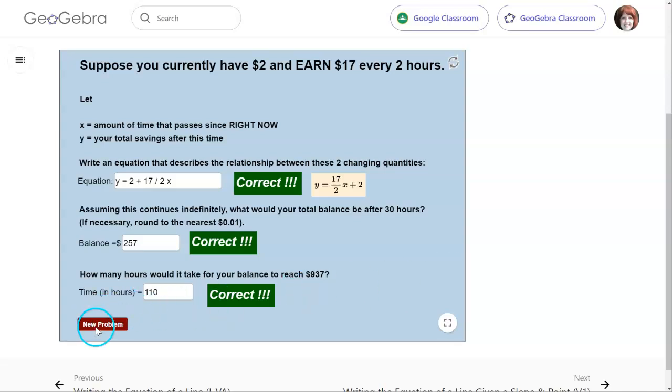And then the new problem, when they click here, it's going to erase all that. So they need to make sure they've got their screenshot, which, by the way, there will be a kid that hits this before they take the screenshot, and they're going to be mad. But tell them to be careful. Don't do it until you've taken your screenshot, and then you will click new problem.